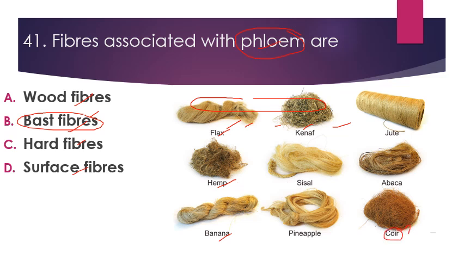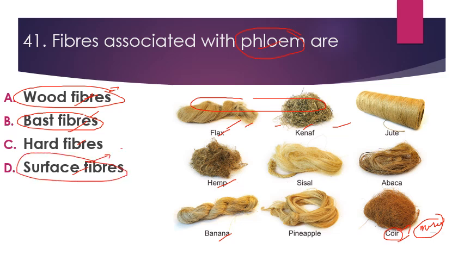The next examples are flax, kenaf, jute, hemp, sisal, abaca, banana, pineapple fiber. This is obtained from the mesocarp of the coconut fruit, and the term used for this fiber is coir. Then we have wood fibers. These are the hard fibers, also known as xylem fibers. They are used for making boards or other rough items. Then surface fiber is obtained from the seed surface, for example cotton. Cotton is an example of surface fiber, and the term used for that fiber is lint. The long fiber is known as lint, and the small fiber is known as fuzz.